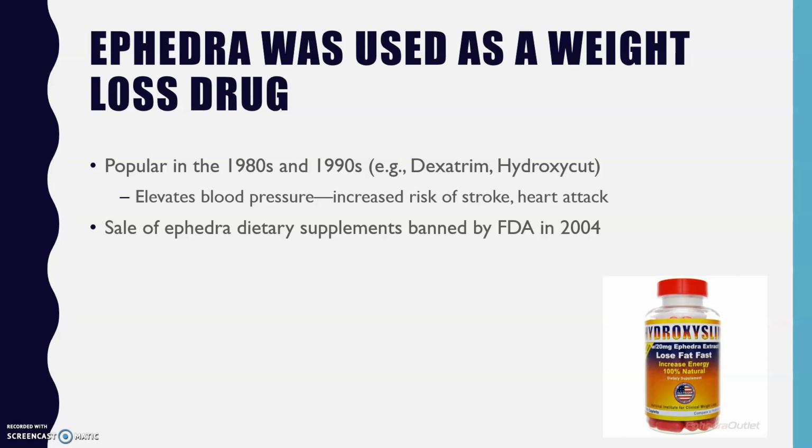One of the negatives behind ephedra was that it does elevate the blood pressure, and that does increase your risk of stroke or heart attack. One of the things that we found, and this happened probably in the early 2000s, is that a really well-known baseball player ended up dying because of a cardiovascular problem due to taking things like Hydroxycut, which contained various quantities of ephedra. So at that point, in 2004, the Food and Drug Administration basically banned the sale of ephedrine in dietary supplements.